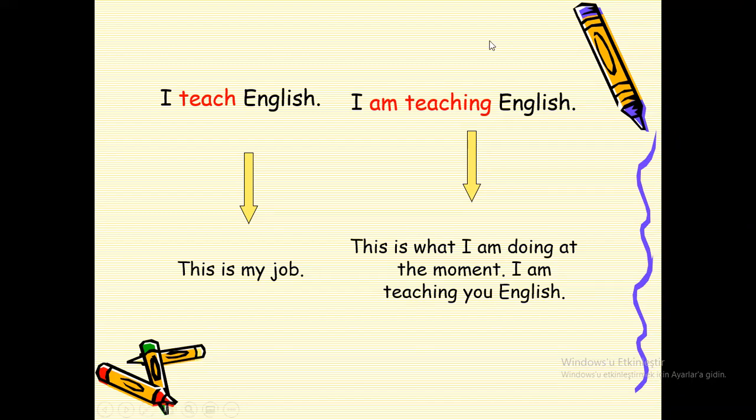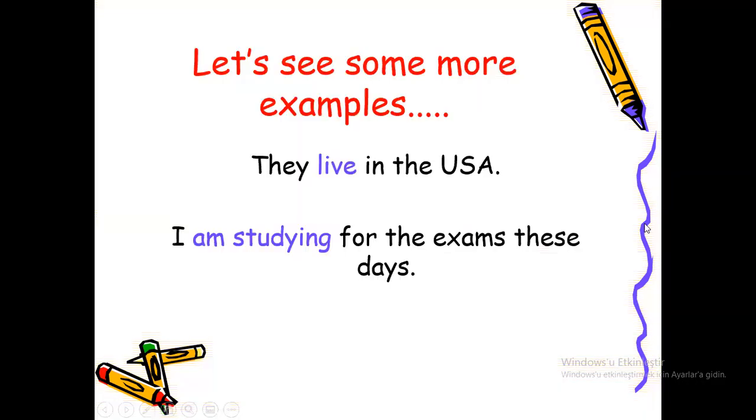The first example, I teach English, and the second one, I am teaching English. When I say I teach English, I mean this is my job. It is something general. But when I say I am teaching English, this is what I am doing at the moment. I am teaching you English at the moment. So this is something about at the moment, now.